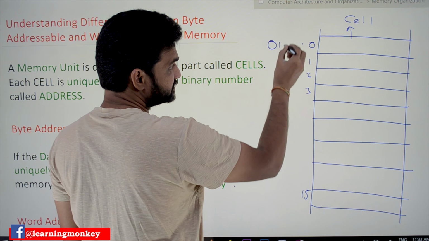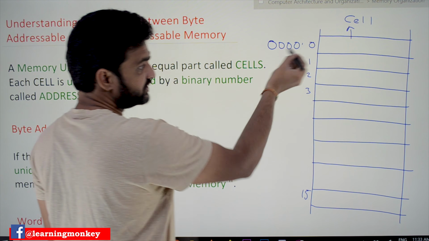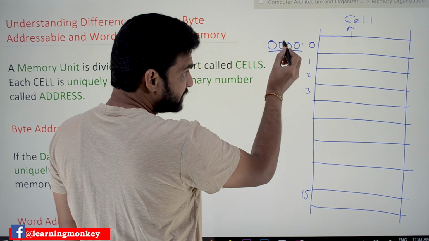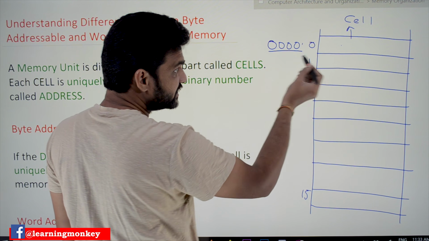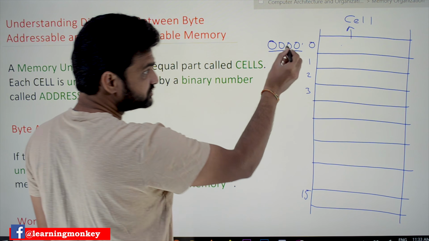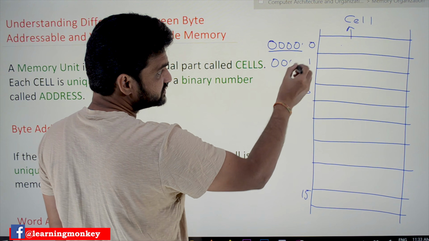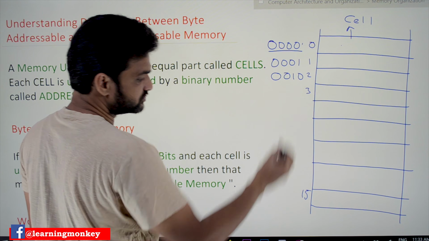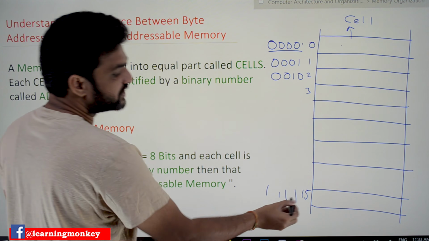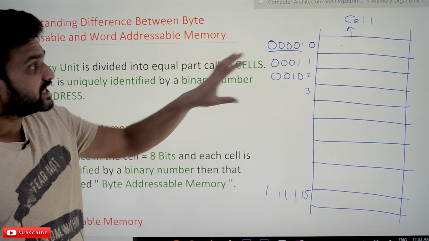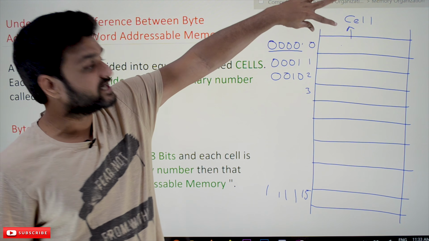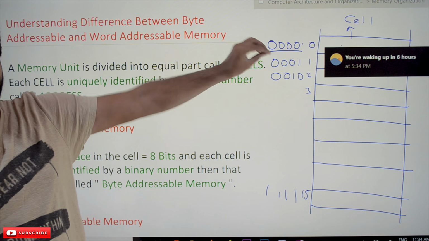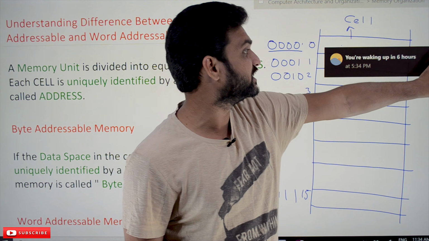In order to represent 16 different unique numbers, we need 4 bits. So this is the binary representation, the representation by which each cell is uniquely identified. The unique number for this cell is 0000. The unique number for this cell is 0001. The unique number for this is 0010. Similarly, the unique number for this is 1111. So every cell is uniquely identified by a binary number called address. This is how we can visualize the memory.